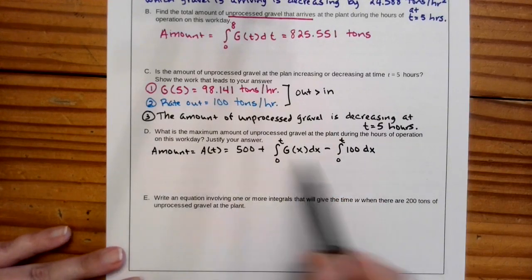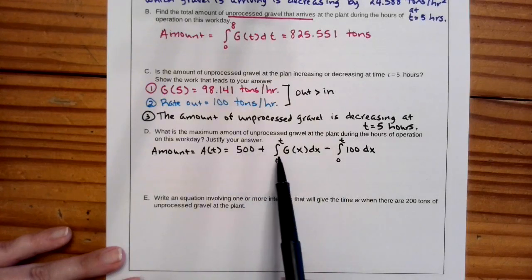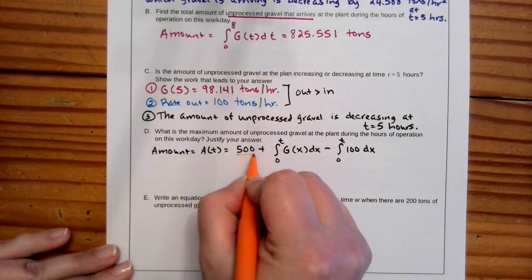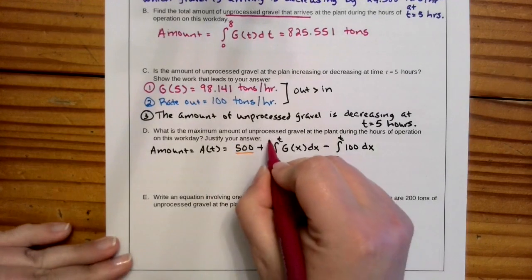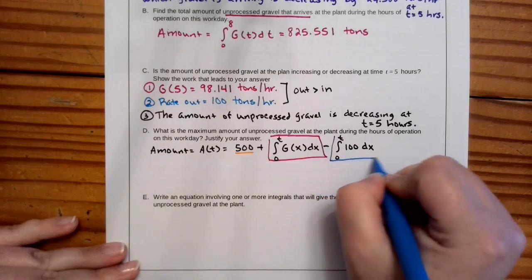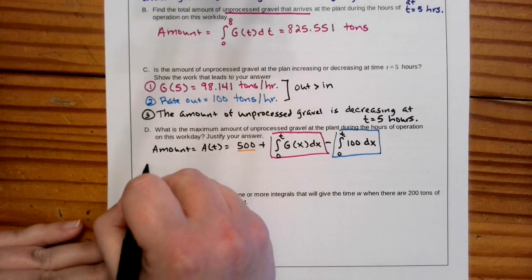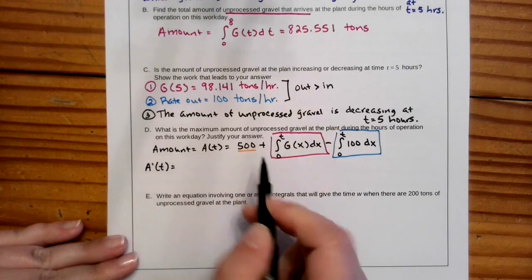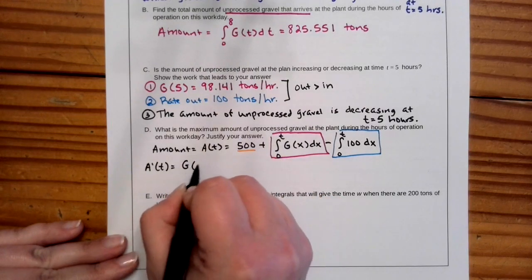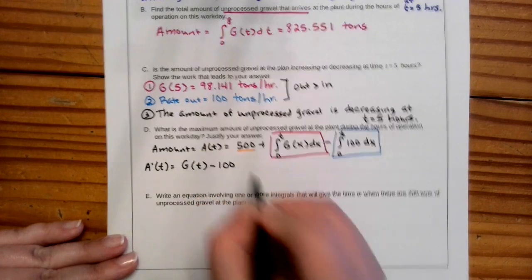All right, so all I did was write how we would find the total amount of stuff. So initial plus integral in minus integral out. And in case we want to look at the colors here, this is the initial, this is the integral in, and this is the integral out. So if I were to take the first derivative of that, A prime of t, well, the derivative of 500 would be 0. The derivative of this integral would then be g of t, and the derivative of this integral would then just be 100.